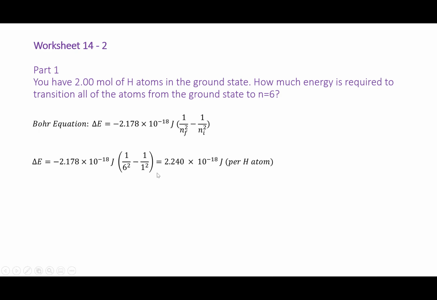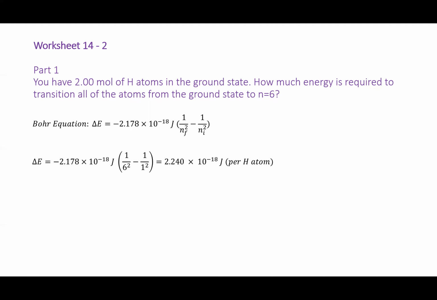And when I do the calculation, I get 2.240 times 10 to the negative 18 joules. This energy here refers to 1 electron transition between n equals 1 to n equals 6. So it is per hydrogen atom because there's only 1 electron in 1 hydrogen atom.